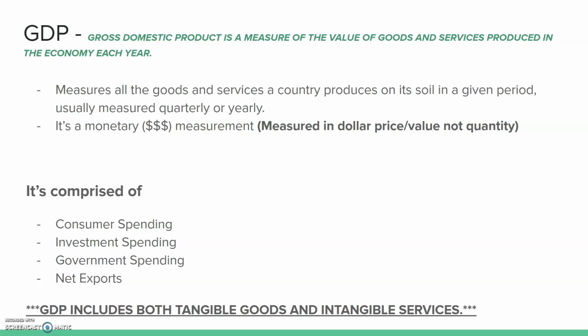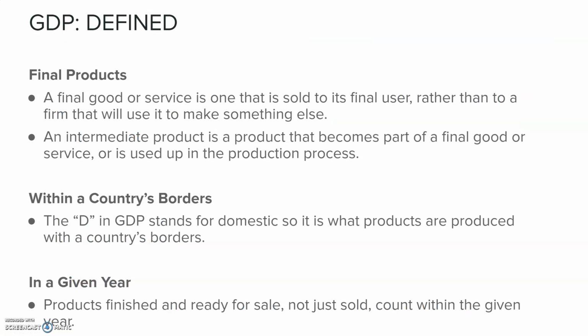Keep in mind that when we talk about GDP, we're not just taking a look at the tangible goods, so not necessarily things that you can hold that are being produced, but it also considers the intangible services as well. So things like haircuts, lawn mowing services, anything like that also gets factored into GDP.